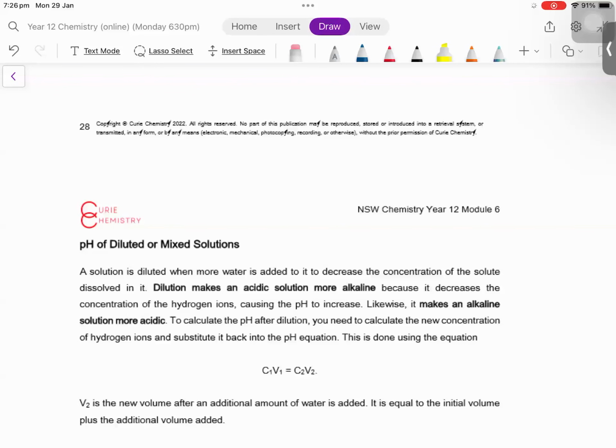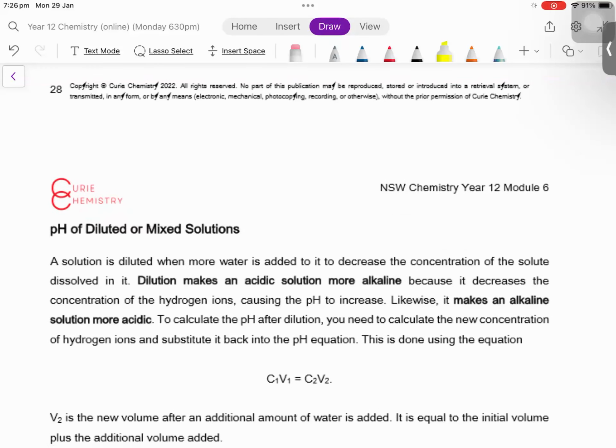So we'll start off with diluting first. When you're diluting something, all it means is that you've added more water to it. So concentration, C, is equal to n on V. Diluting means that you've added more solvent, which is usually water. So you increase the volume and you decrease the concentration.